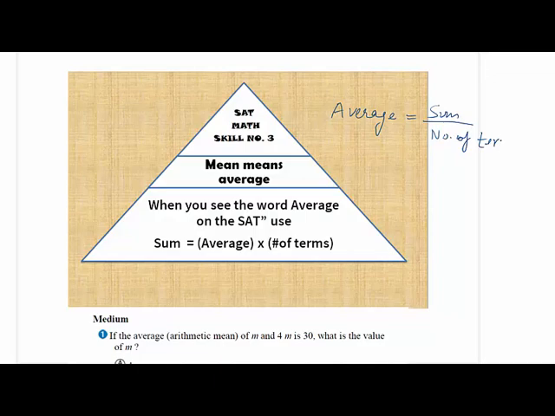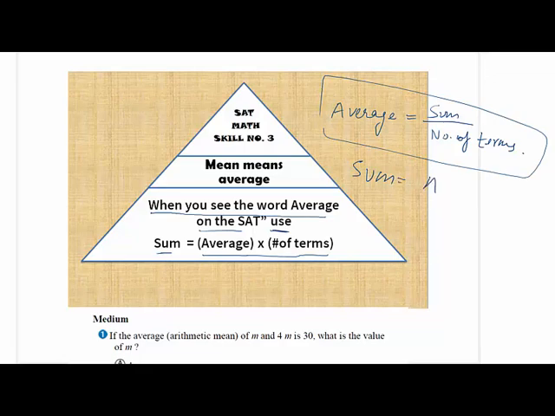But our approach to this question will be a little different. Whenever we have a question on the calculation of the average, we'll use the formula average times the number of terms is equal to sum. So when you see the word average on the SAT, use sum equals average times number of terms, because most of the questions involve the sum. So you need to first write the formula and then convert that into sum equals average times number of terms.